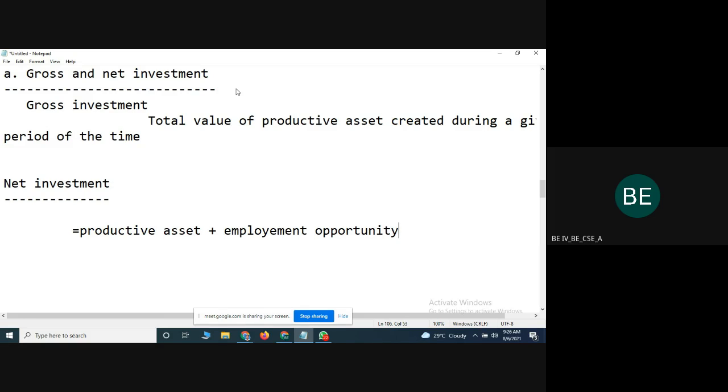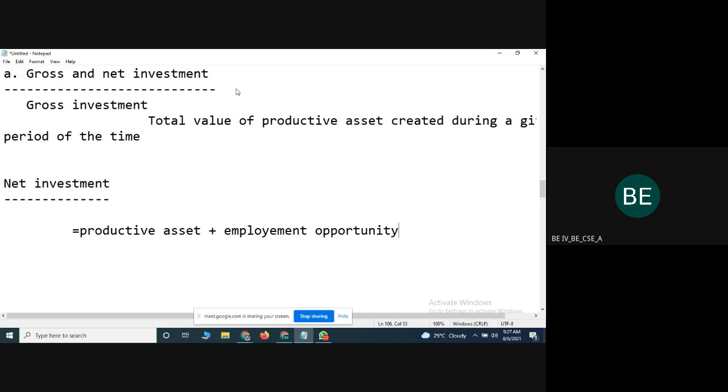For example, you started the company. After that, in order to manufacture the product, you are recruiting certain people from outside. So net investment talks about the productive asset as well as how many people you provide employment in your organization. The entire thing we call net investment.